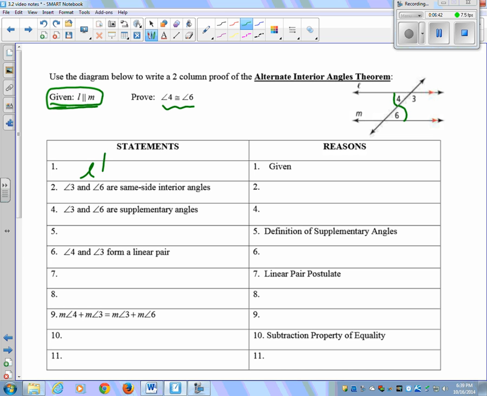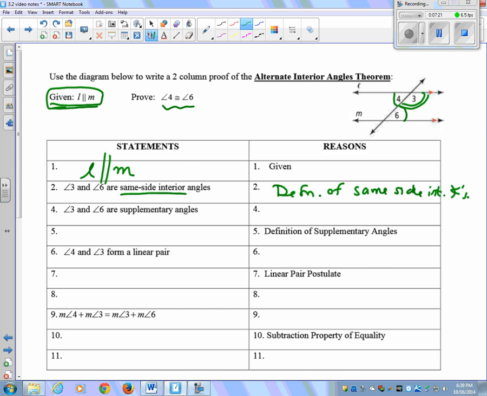So we're going to start with L parallel to M. That's given. First, we're going to name them for what they are. 3 and 6 are same side interior angles. We're talking about 3 and 6 because we have our postulate that tells us that same side interior angles are supplementary. So we're going to start with something we know. 3 and 6 are same side interior angles. Remember, every time you name something just for what it is by looking at the diagram, it's definition of that thing. Definition, in this case, of same side interior angles.